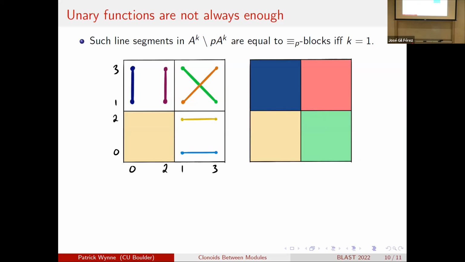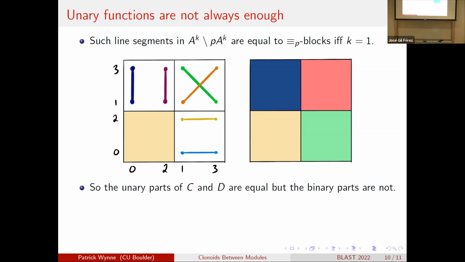And so clearly their binary parts are not going to be the same, but their unary parts actually are the same. If we look at the unary picture, then we essentially get one line segment here. And so these line segments exactly match up with the mod p blocks when k equals 1. For higher arities, we get that these line segments are different from the mod p blocks. And so then these two clonoids are equal on their unary parts, but not equal on their binary parts.